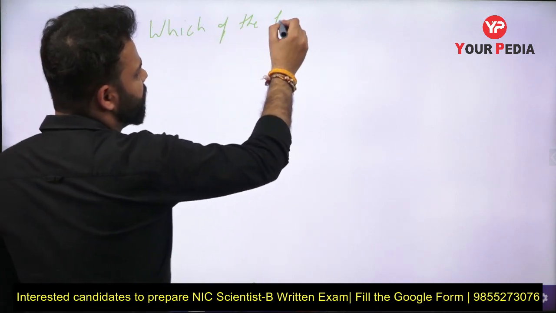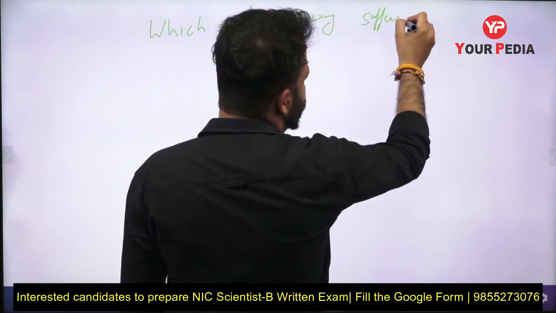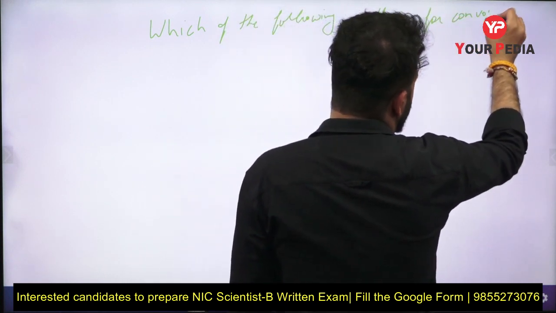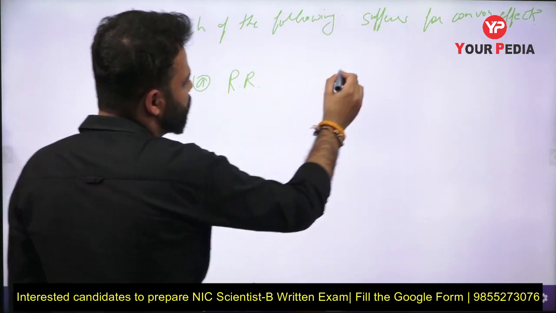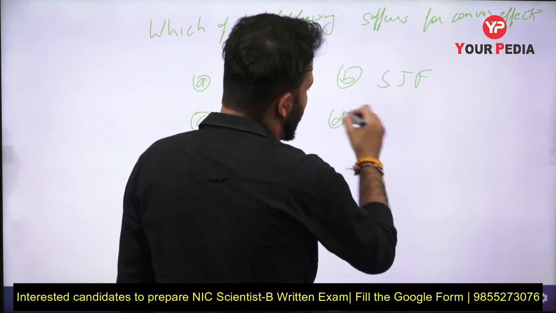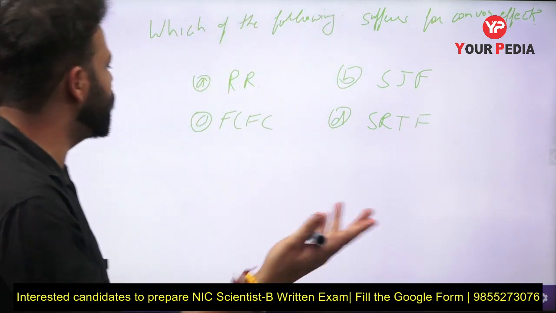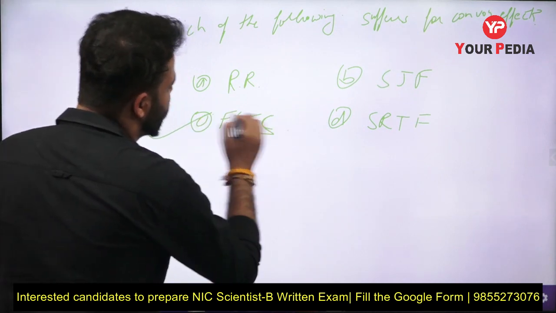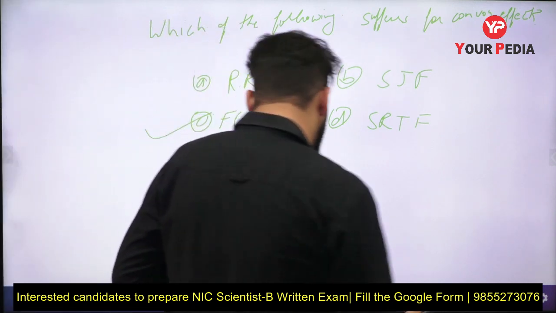which of the following suffers from convoy effect? The options were round robin, shortest job first, first come first serve, and shortest remaining time first. If you have studied first come first serve and tried the question, you will be able to answer easily that first come first serve suffers from convoy effect.